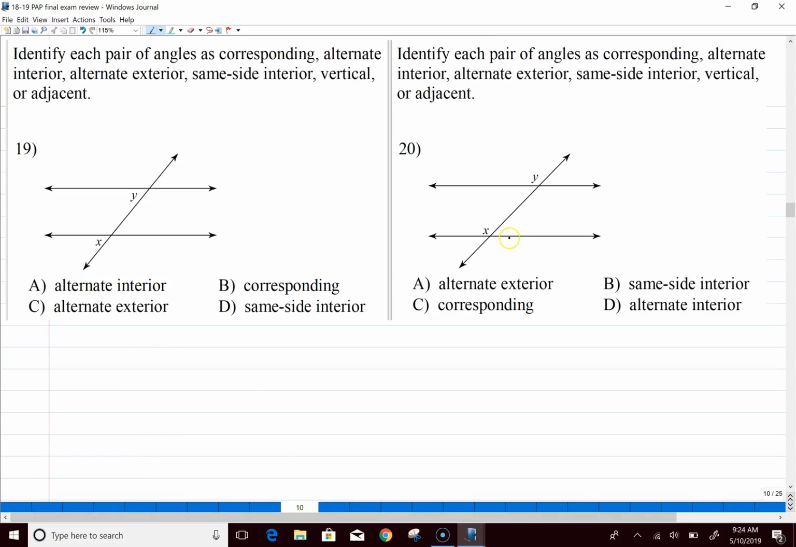Okay, all of these are in your notes somewhere. Make sure you find them. This is 1, 2, 3, 4. This is 5. 1 and 5 are corresponding angles. Again, if you're not sure, find your notes because you need them for the next few questions.